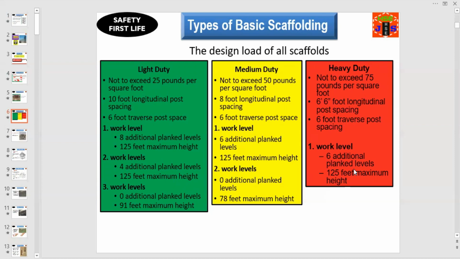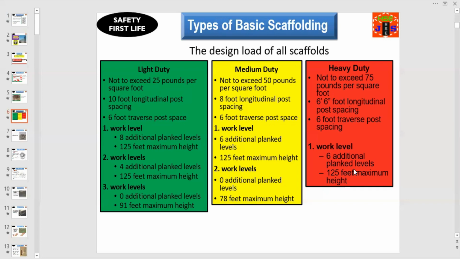The most important thing here is the different work levels: one work level, two work levels, and three work levels. In one work level, 8 additional plank levels and 125 feet maximum height. Two work levels, 4 additional plank levels, 125 feet maximum height. Three work levels, 0 additional plank levels, and 91 feet maximum height.